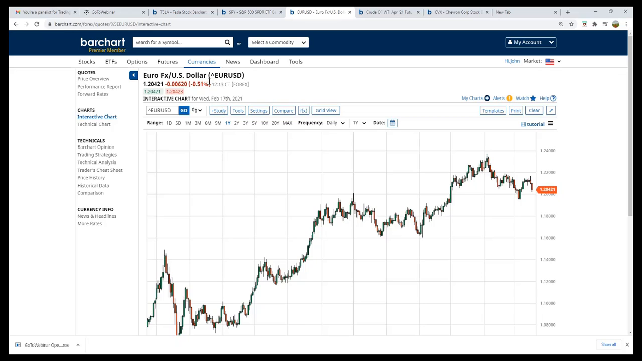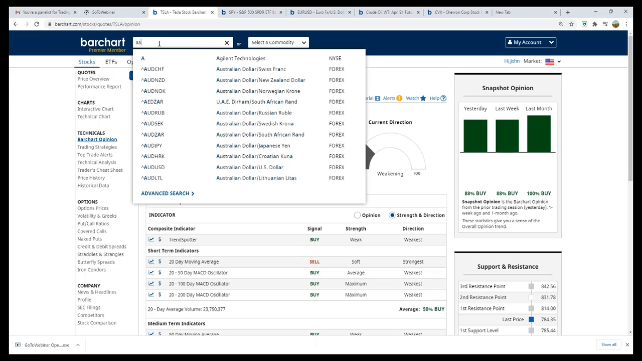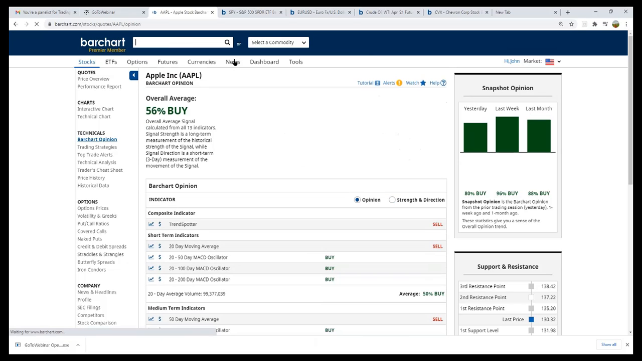Okay. I want to go back to this Tesla page, but let's always go to our favorite, Apple. Everybody loves to talk about Apple. As that's loading up, I do want to pause here to look at a couple questions.